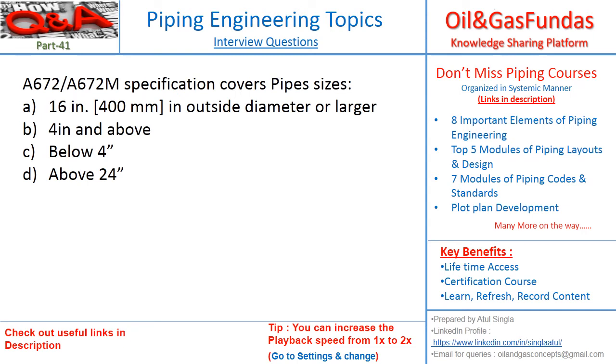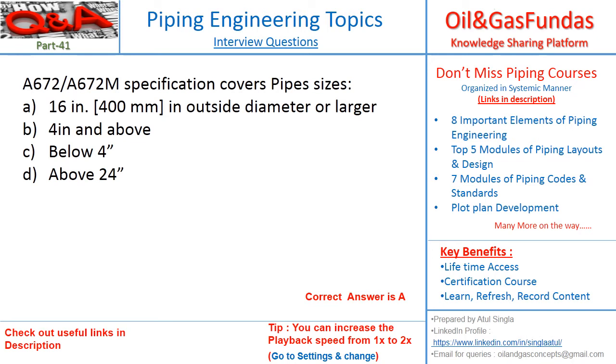A672 specification covers pipe sizes 16-inch in outside diameter or larger, 4-inch and above, below 4-inch, or above 24-inch. Which of the statements is correct? The correct answer is A. This standard covers 16-inch and above.